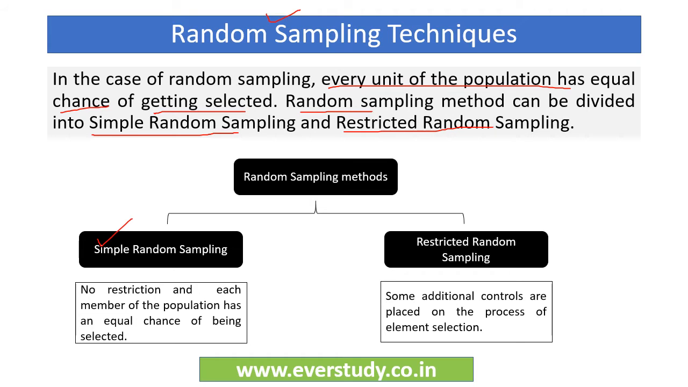Further, the random sampling method is divided into simple random sampling and restricted random sampling. Now, what is simple random sampling? Simple random sampling is that method in which each item of the universe has an equal chance of being selected in the sample. Moreover, there is no restriction on the items.